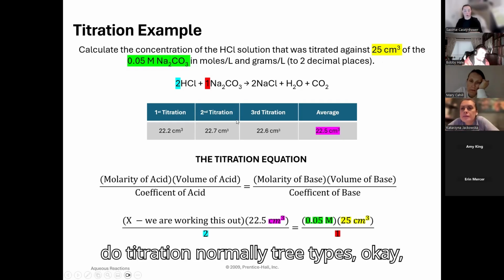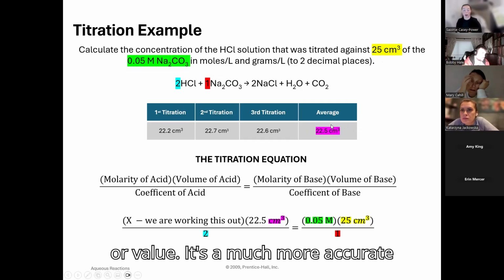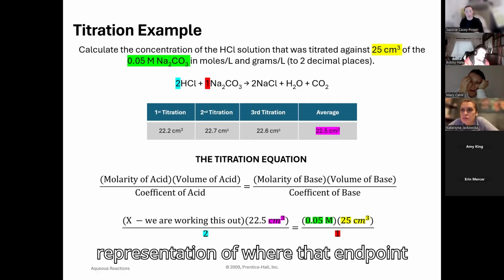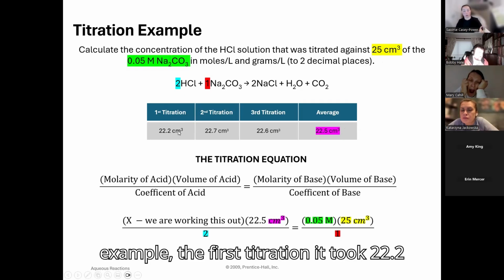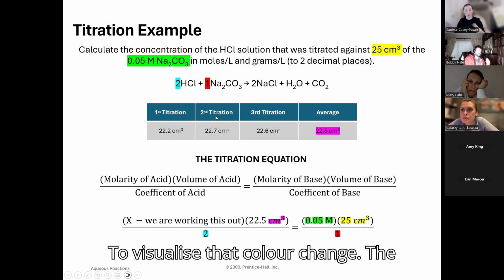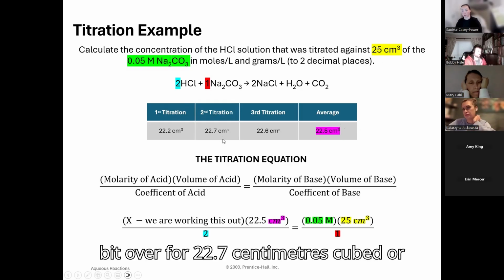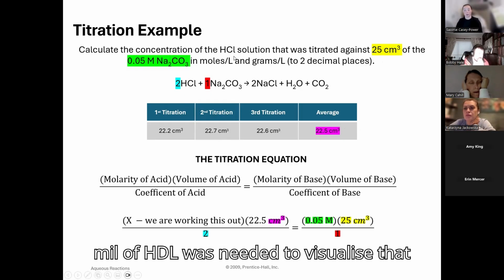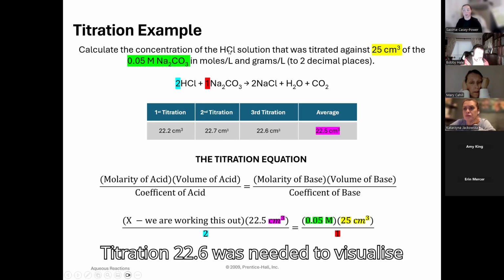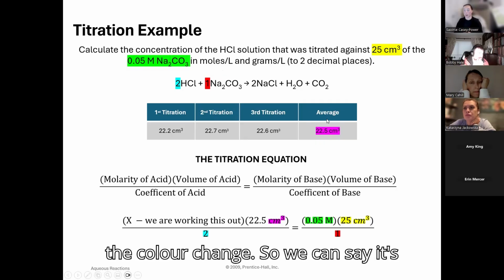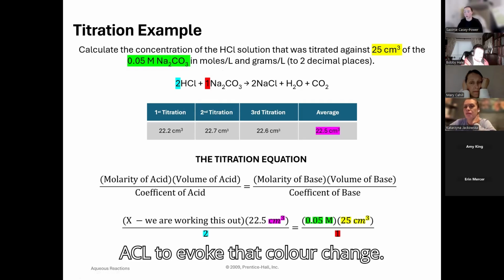So we do titrations normally 3 times, okay, and we get the average of three titrations to give us our average titer value. It's a much more accurate representation of where that endpoint actually happens. So, for example, the first titration took 22.2 centimeters cubed of hydrochloric acid to visualize that color change. The second titration, so it's a little bit over, took 22.7 centimeters cubed or mL of HCl to visualize that color change. And then your third titration, 22.6, was needed to visualize the color change. So what we can say is that on average, it took 22.5 mL of HCl to evoke that color change.